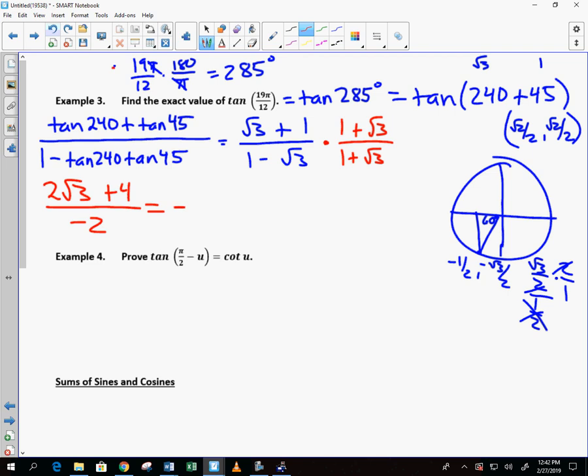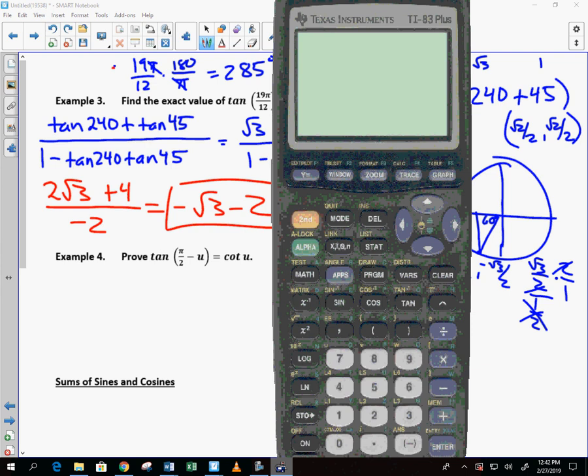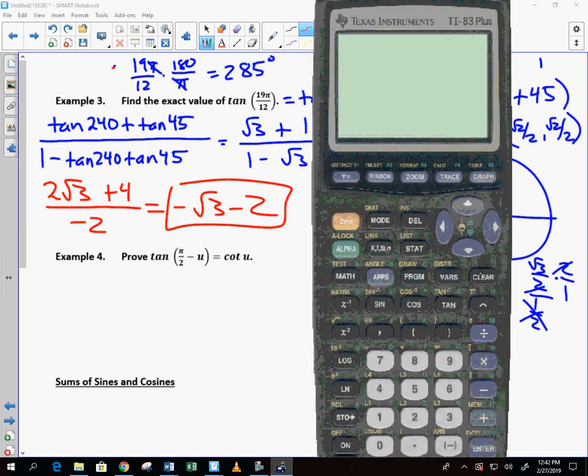Yeah, I take the 2 out. Negative root of 3 minus 2. Yeah, a little trickier. 285, which quadrant? Very good, fourth quadrant. Fourth quadrant is tangent positive or negative? It's negative. So we should come up with that negative result.